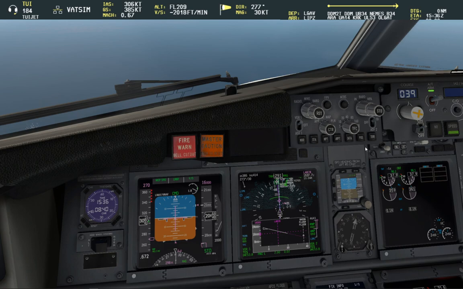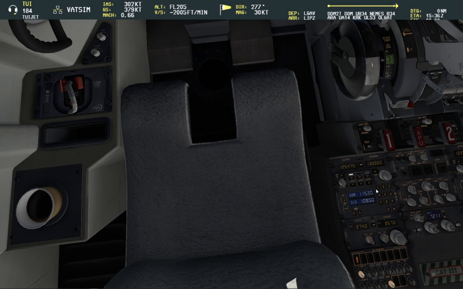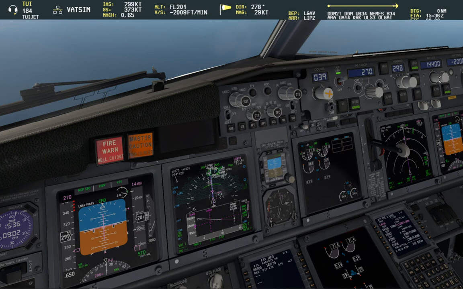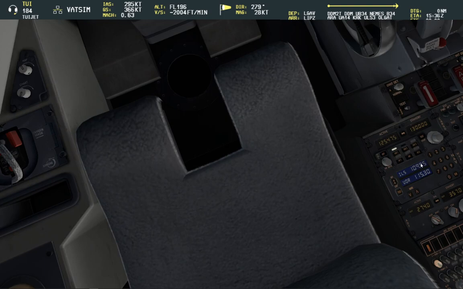EJET 184, good evening. Continue descent for level 140. Descent level 140, EJET 184. EJET 184, Pasok 1 Echo, runway 04 right. Yeah, Pasok 1 Echo 04 right, EJET 184. So, as expected. So, we have the ILS active for 04 right.